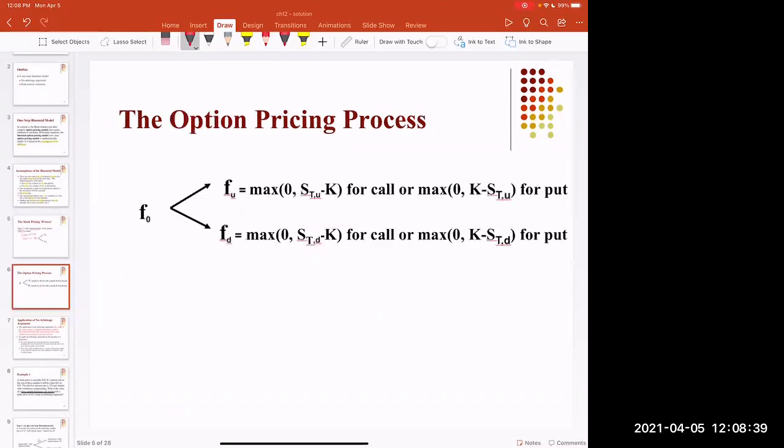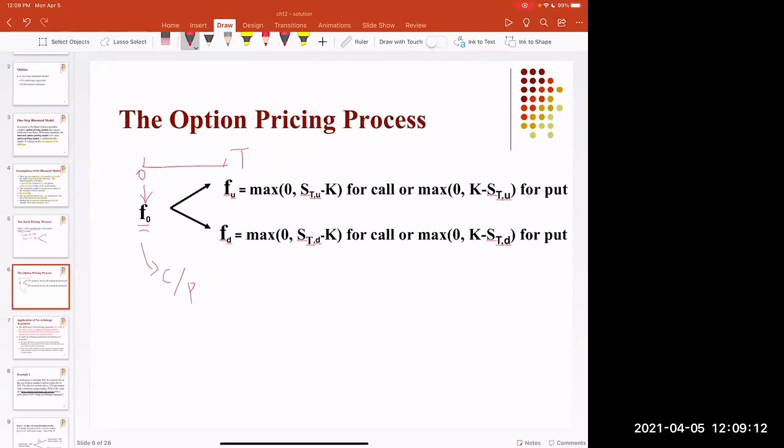Binomial tree for stock, and the binomial tree for option. Here is the binomial tree for option, at time 0 and time T. At time 0, the option price, we use F0. F0 could be call price or put price, either call or put. So we use F to represent a general term for call and put.